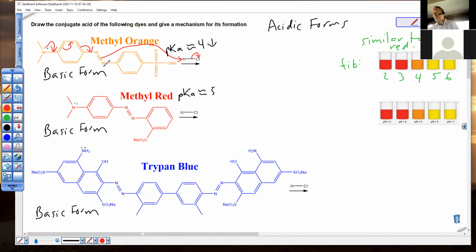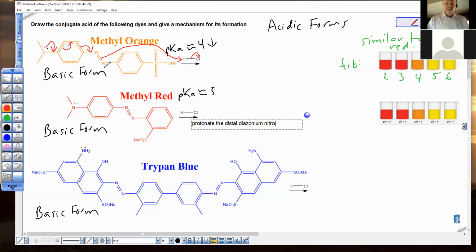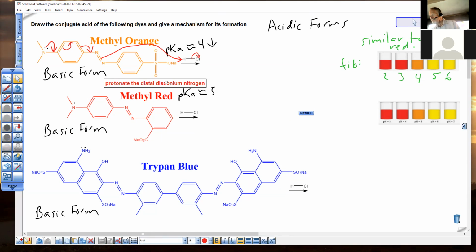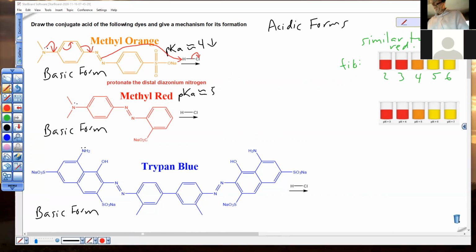So I'm going to make a comment. Protonate the distal diazonium nitrogen. Make it red, make it bold. And that's going to be true for every example. You just leave it there. Distal and proximal are good science words. Distal meaning at a greater distance, and proximal would be the other nitrogen, the one we're not going to put a proton on, the one that's in closer proximity. Love those words. Borrow them from our biology friends.